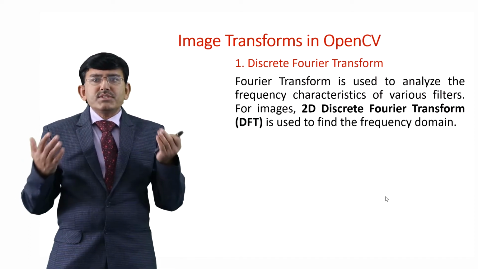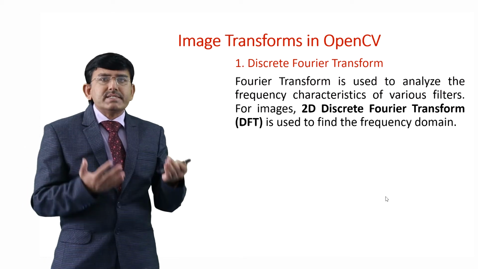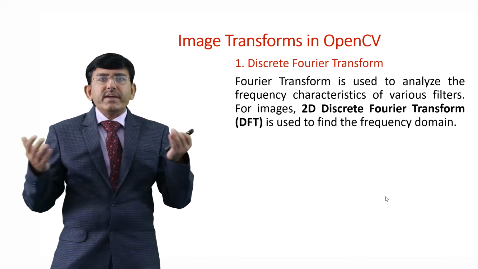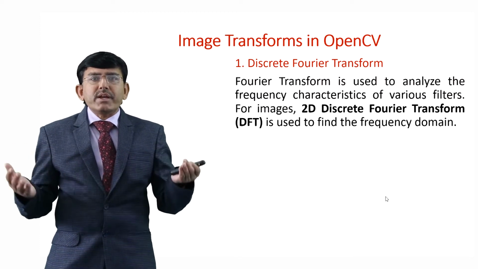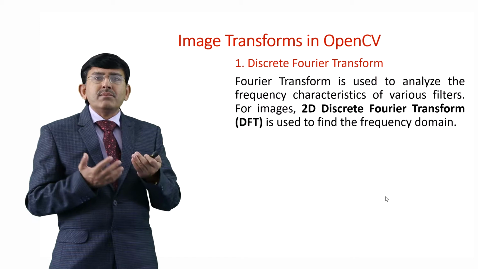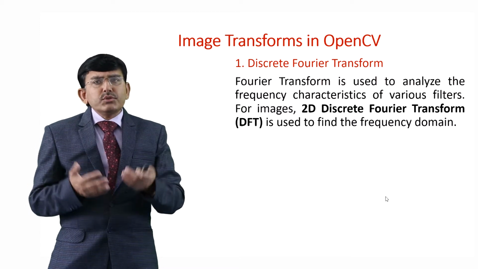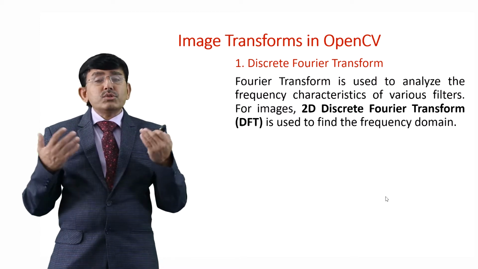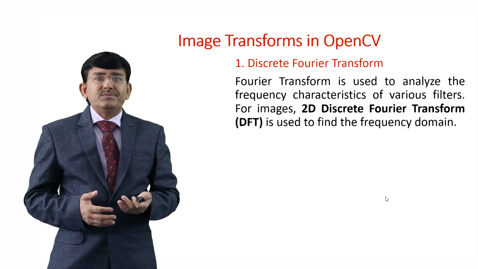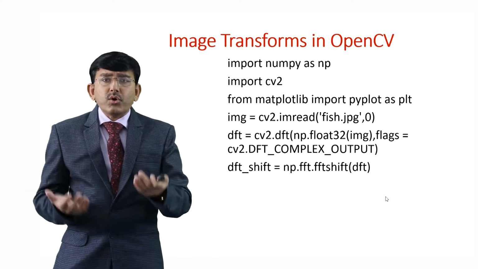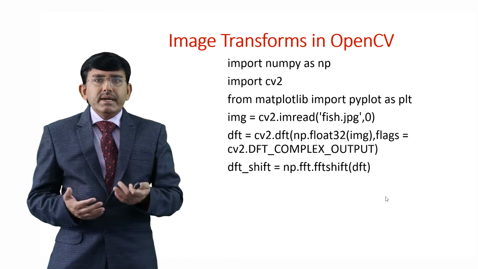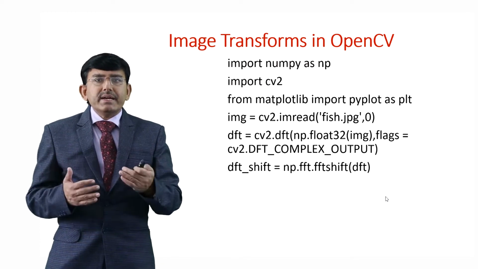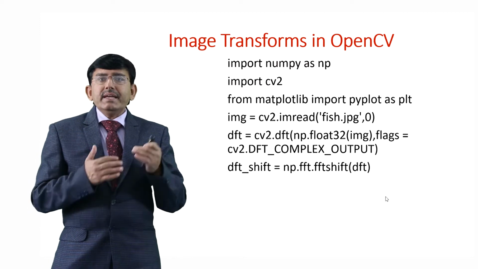Fourier transform is used to analyze the frequency characteristics of various filters. For images, the 2D discrete Fourier transform, sometimes called DFT, is used to find the image in the frequency domain. Let us see the code required to apply this Fourier transform. Here we will use cv2 to read the images.